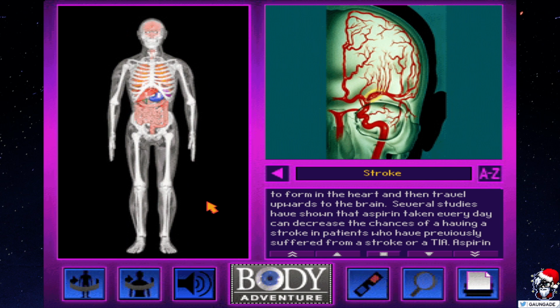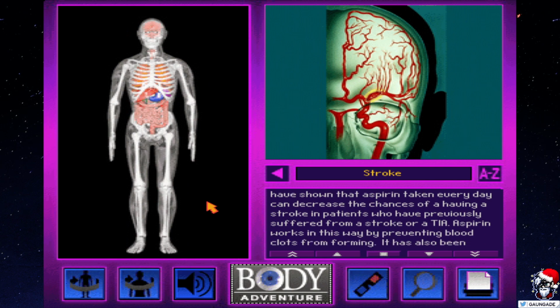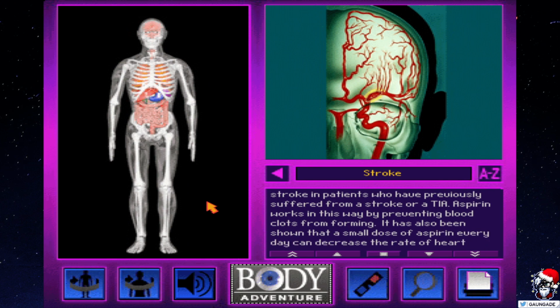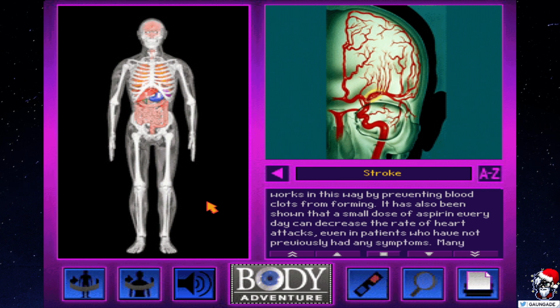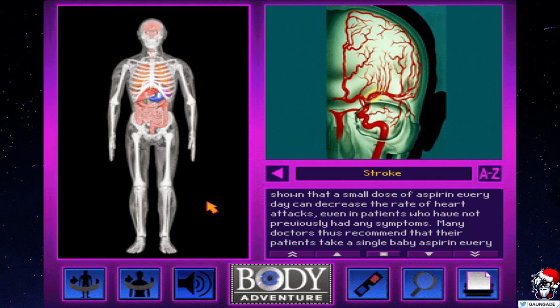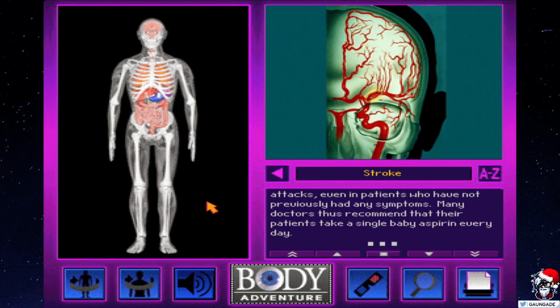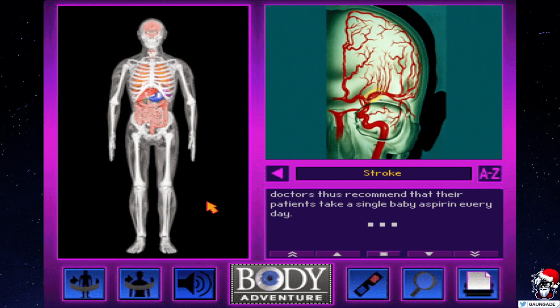Several studies have shown that aspirin taken every day can decrease the chances of having a stroke in patients who have previously suffered from a stroke or a TIA. Aspirin works in this way by preventing blood clots from forming. It has also been shown that a small dose of aspirin every day can decrease the rate of heart attacks, even in patients who have not previously had any symptoms. Many doctors thus recommend that their patients take a single baby aspirin every day.